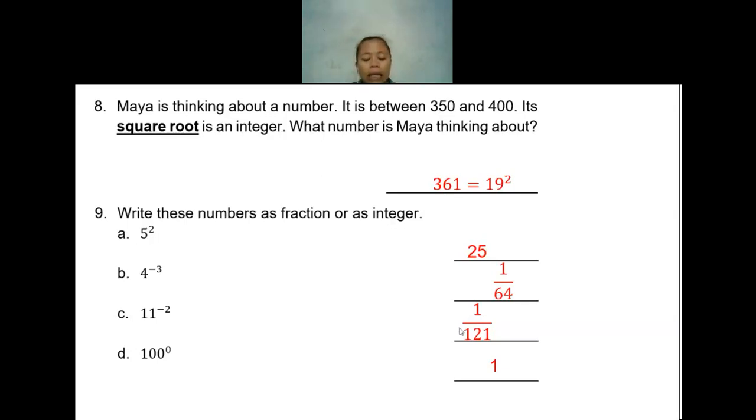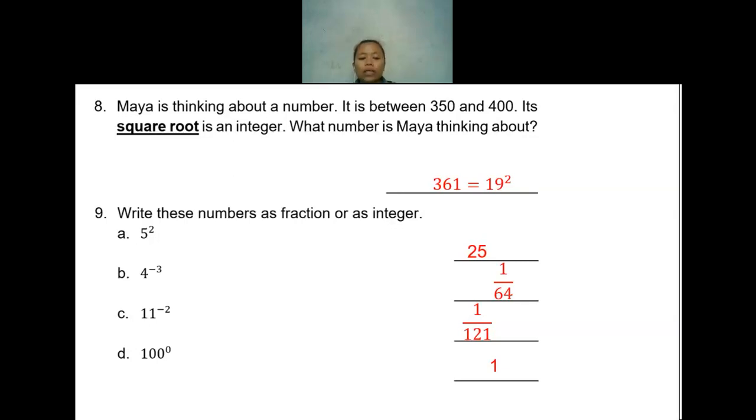Is there anyone who found any other number other than 361? Maybe I missed one? No? Okay. So the answer will be only 361 because 361 is a square number. So when we find the square root, it will be an integer, with no decimal in it.